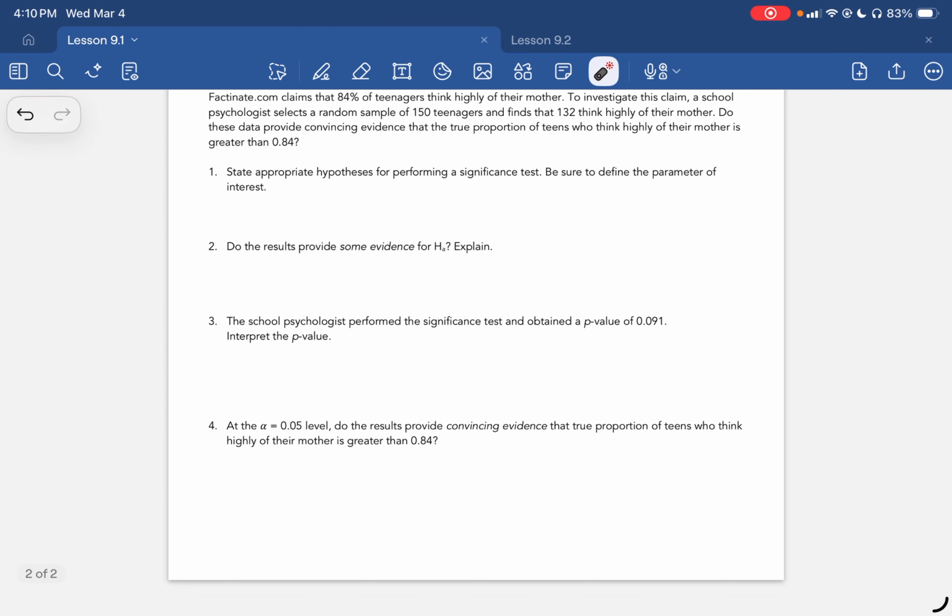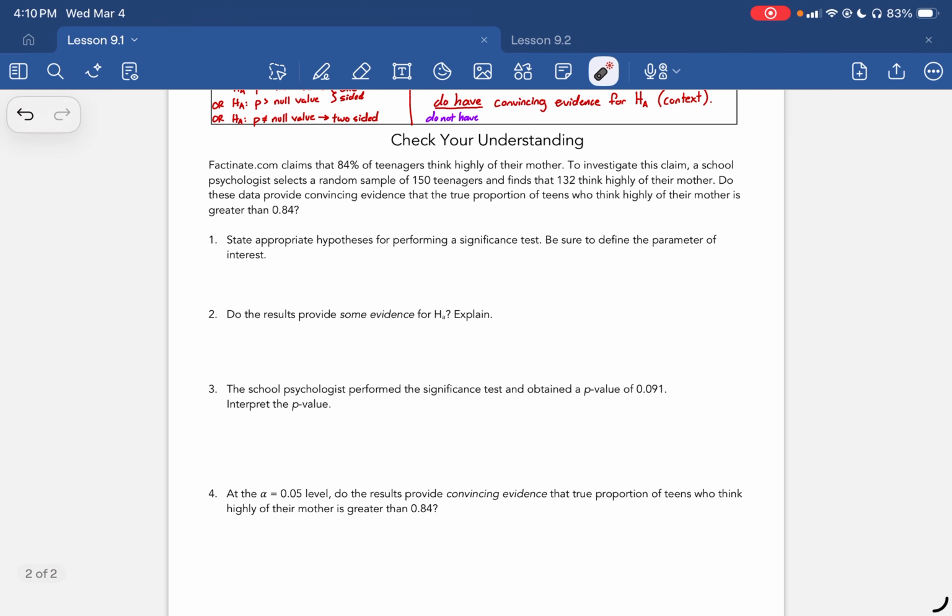All right. Make sure you do your check your understanding. These are really important. We'll talk more about alpha levels in a little bit. I know some of you are probably scared of that. What's that talking about? It will tell you in the problem, but we'll get there.